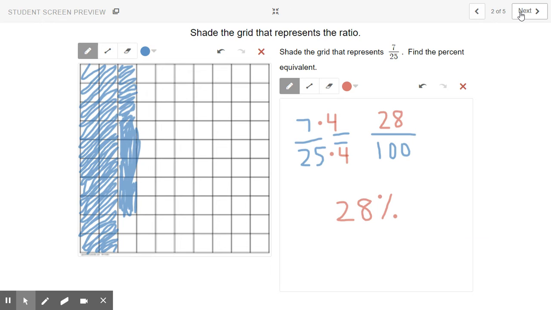Second question, we're going to change 7 over 25 into percent equivalent. Since percent means out of 100, we multiply the top and bottom by 4 to get 28 over 100, 28%. So I shaded 2 rows, which is 20, and then 8 in the next. That's 28%.